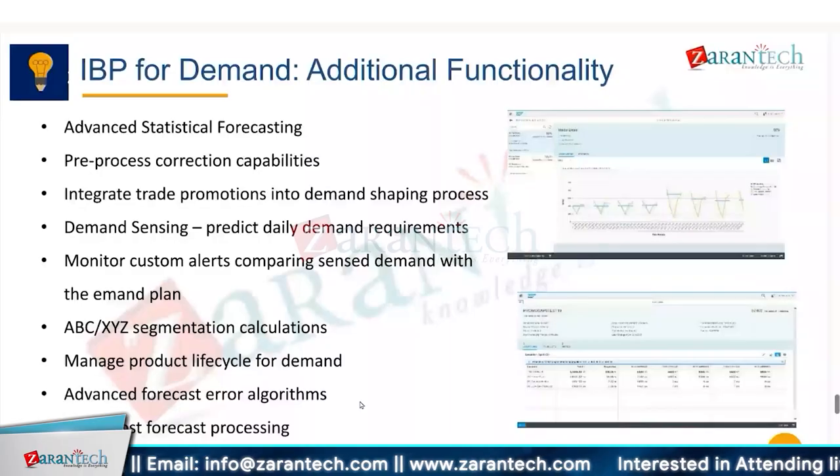Okay, perfect. So, advanced forecast error algorithm. This is nothing but the error in the algorithm, or the accuracy level, to look at it positively.